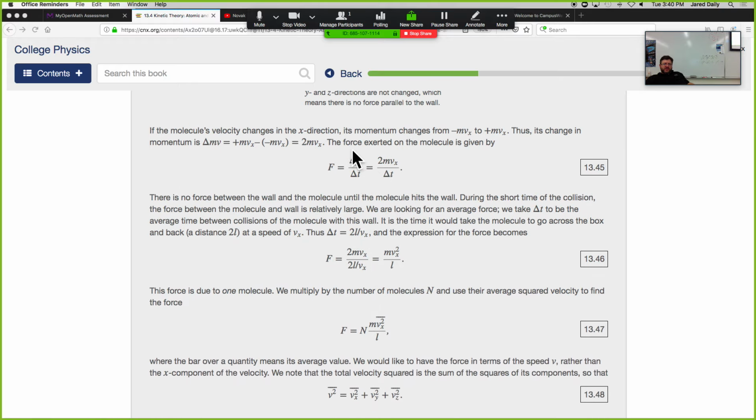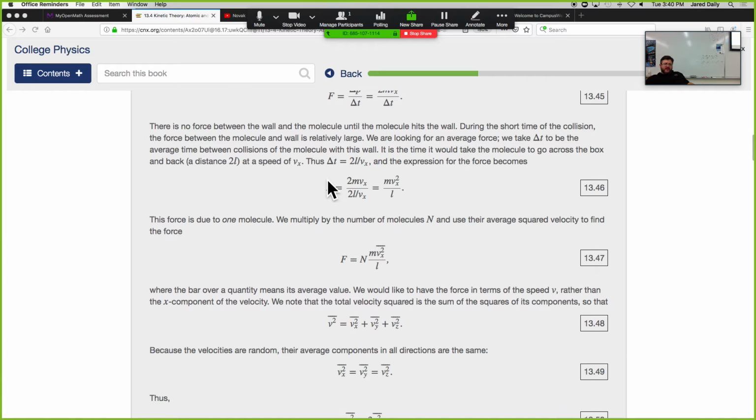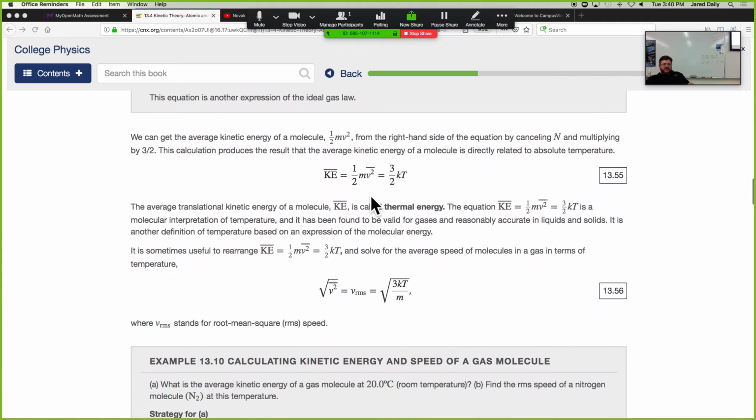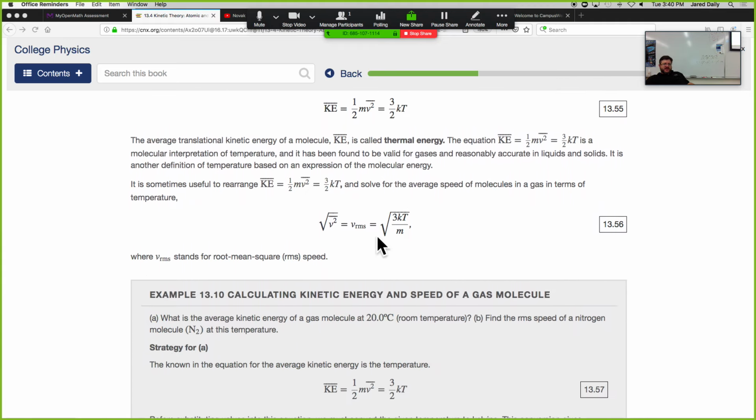This is actually where they do the change in momentum right here, 2mx over delta t, and then over the distance that it has to travel, the length, and then z squared, and then the third, and it's all there. But this is the thing you need to remember right here. That's the thing that you'll use.